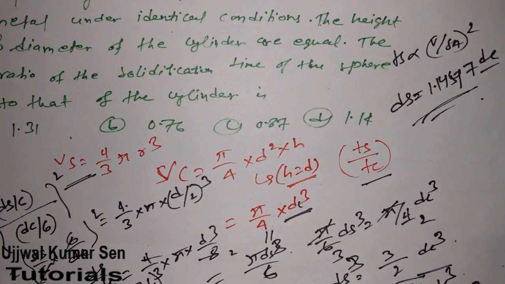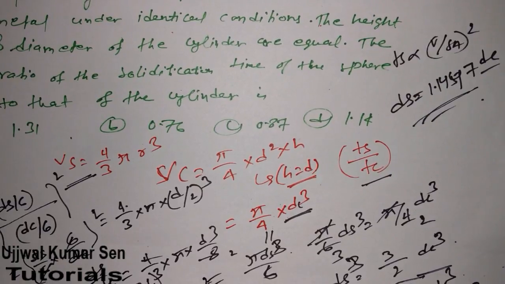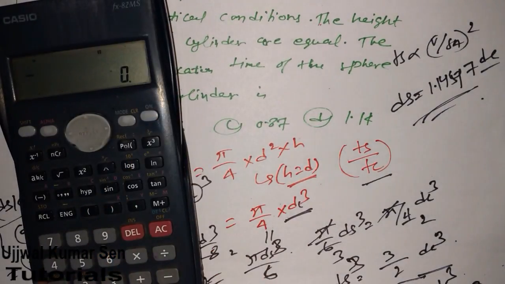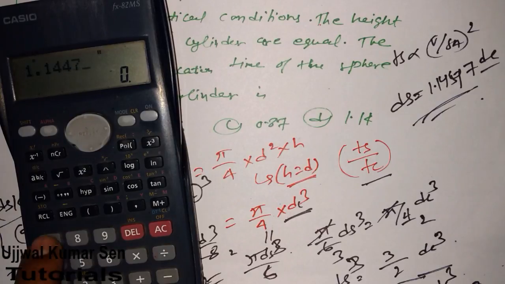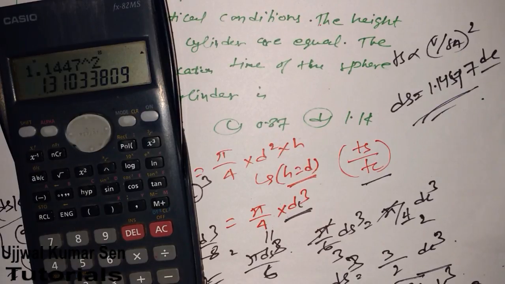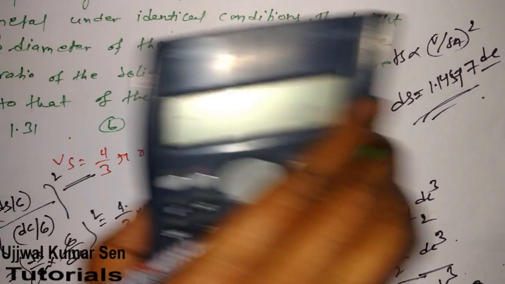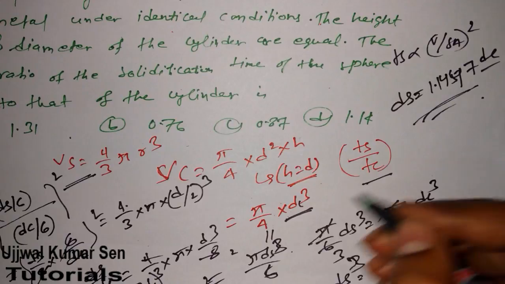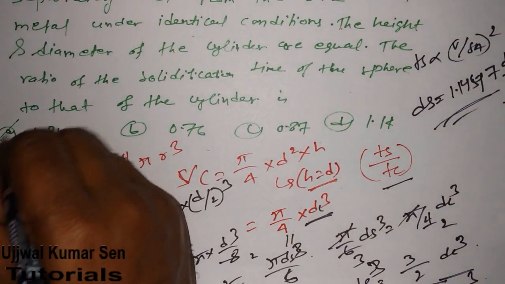So 1.1447 whole square. What is the answer? How much are we getting here? 1.3103. Okay, it's a ratio, that's why it is unitless. So the answer is 1.31. A is the right answer.